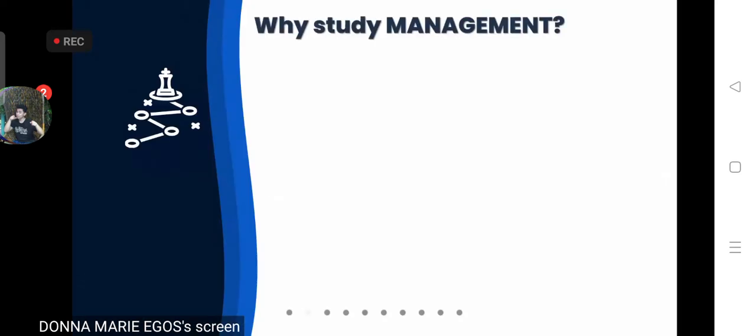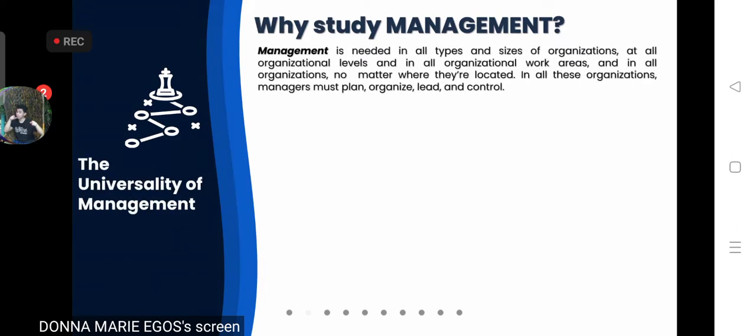So why study management? This is the universality of management. Management is needed in all types and sizes of organizations, at all organizational levels, in all organizational work areas, and in all organizations, no matter where they are located. In all these organizations, managers must plan, organize, lead, and control.